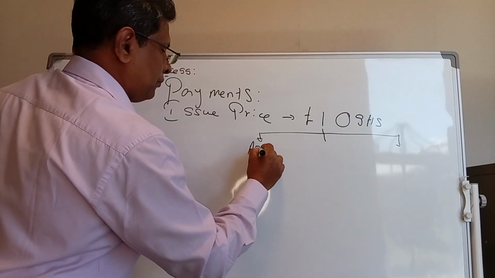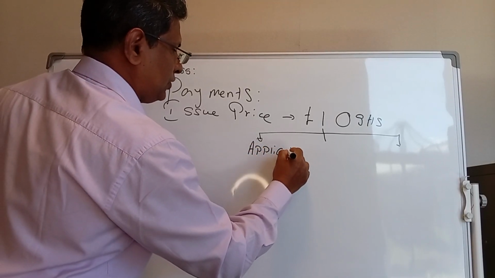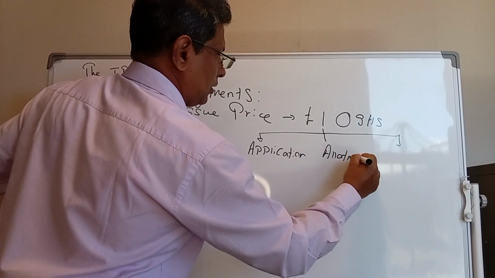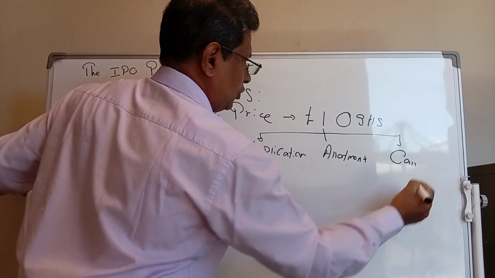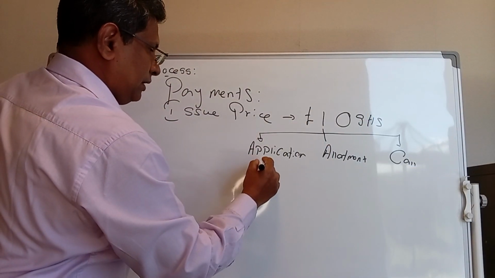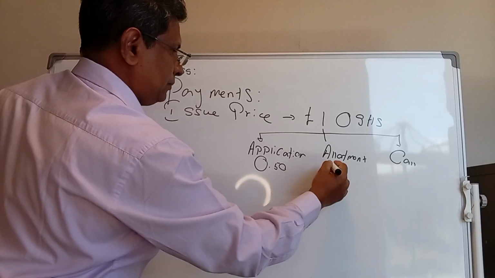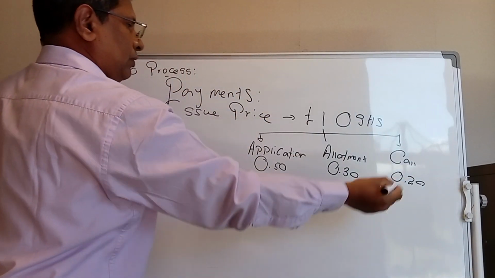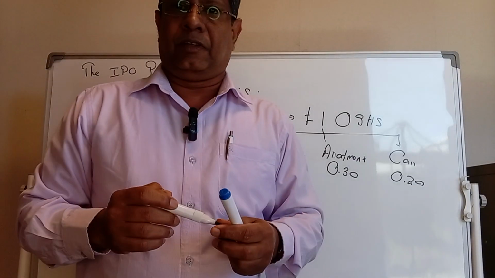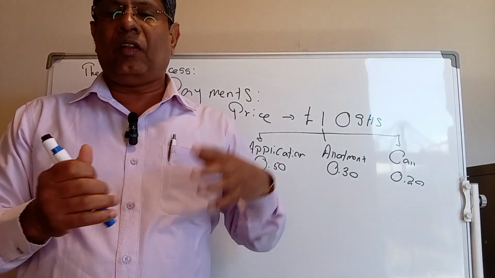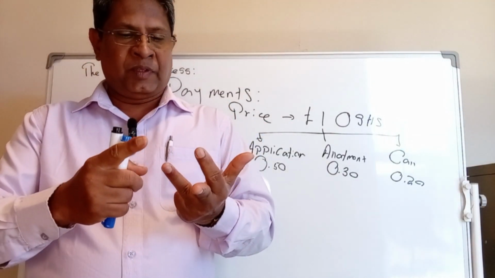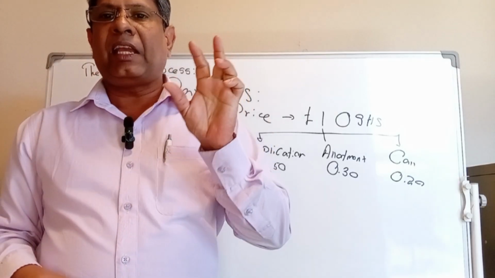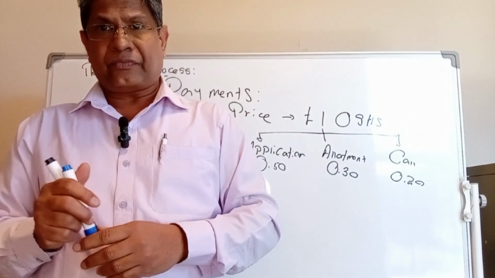They will mention how much is due on application, how much on allotment, and how much on call. So let's assume that they have decided that 0.50 is on application, 0.30 is on allotment, and 0.20 is on call. This is how the £1 is made up. So all this information, company information, how many shares they are issuing, what's the price of a share, how they are going to collect the money, what's the application deadline, everything is mentioned in the prospectus.